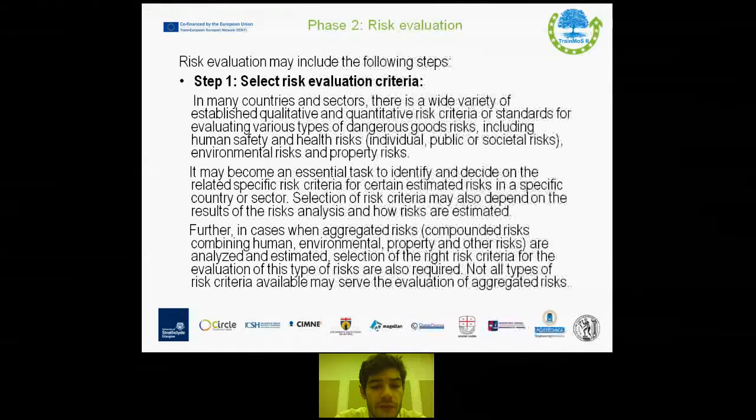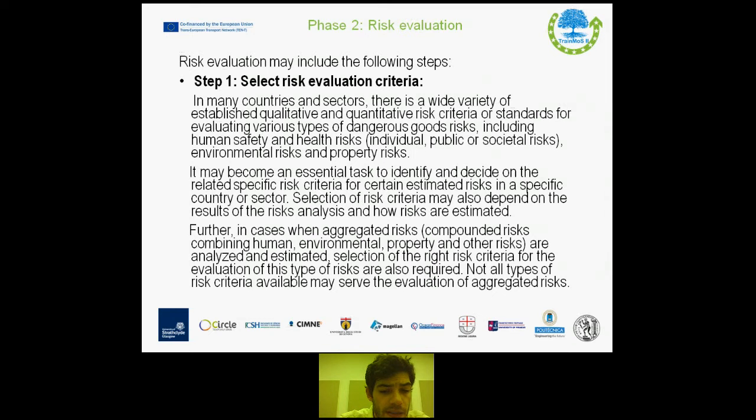evaluating various types of dangerous goods risk, including human safety and health risks, individual, public or societal risks, environmental risks and property risks. It may become an essential task to identify and decide on the related specific risk criteria for certain estimated risks in specific country or sector. Selection of risk criteria may also depend on the results of the risk analysis and how risks are estimated.